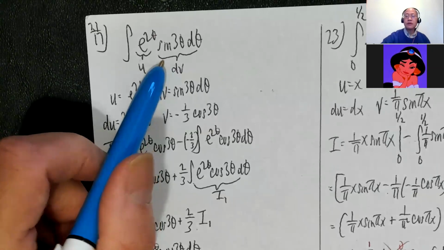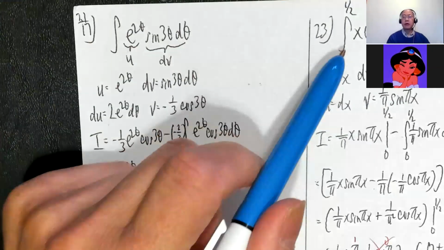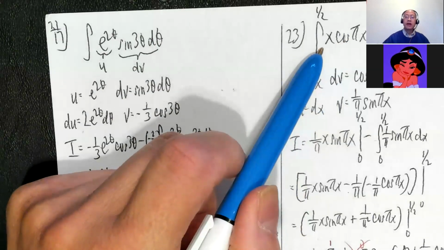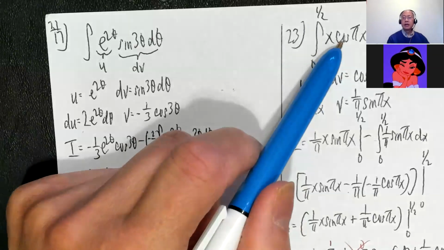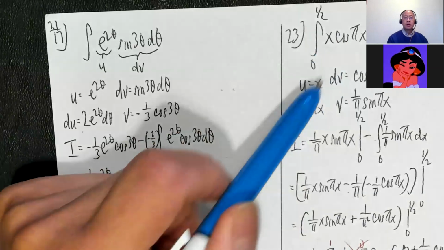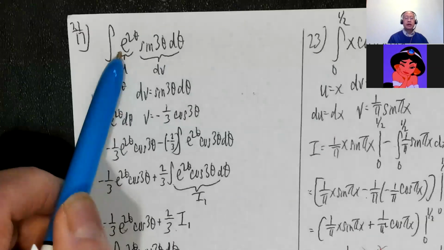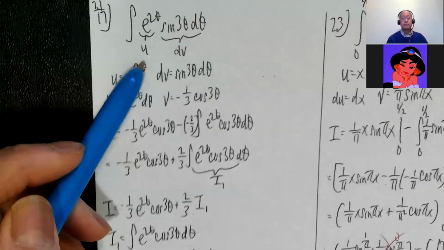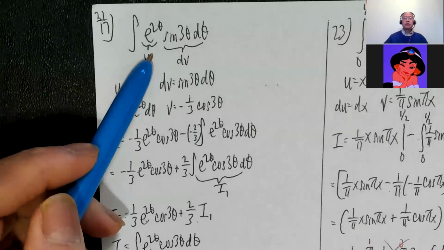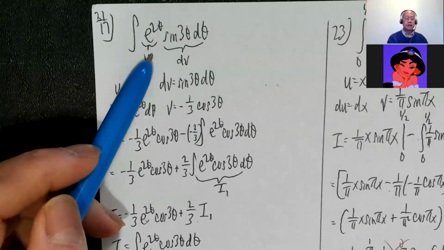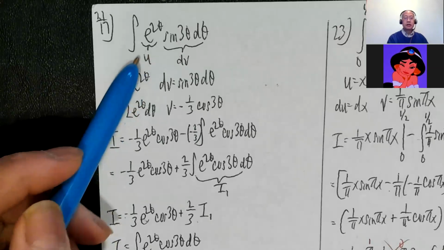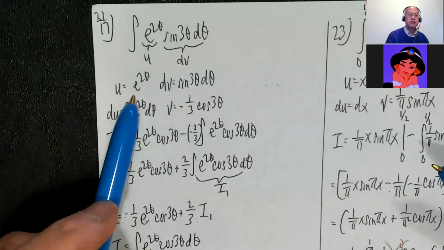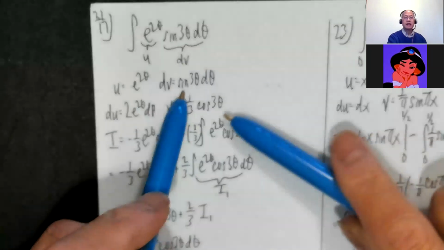Now, before we said whenever we have a polynomial, let's say number 23, which I'll show you later, a polynomial and a trig function, let u be the polynomial. Or if I had an exponential also, x e to the x, let x be the u part. Okay, what if I have an exponential and a trig function, e to the 2 theta sine of 3 theta d theta? So this one's harder, okay? It turns out it doesn't matter which one you let be the u and the other be the dv. So for this one, let's let u be the exponential and the dv be the trig part. So u equals e to the 2 theta, dv equals sine of 3 theta d theta.